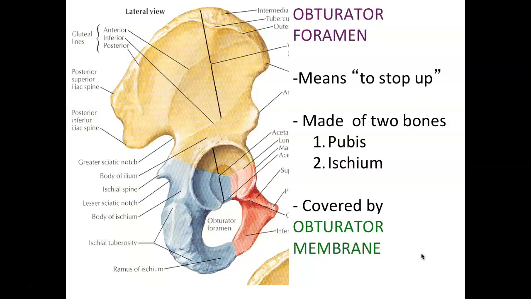And we have a hole here, so we're going to use the term foramen. Foramen means hole, but obturator means to stop up. And that's because we have a membrane. That's the hole there, but the membrane goes across like this. This obturator membrane stops up or closes up this hole. So the obturator foramen is created by two bones. You can see it's encircled by the pubis and the ischium.